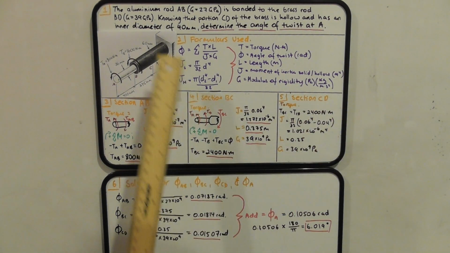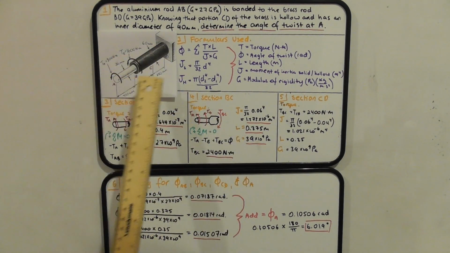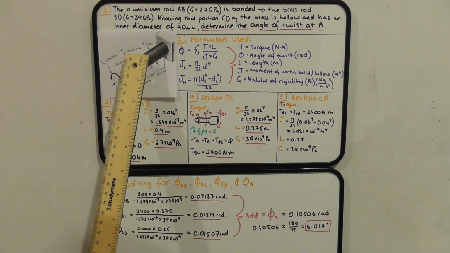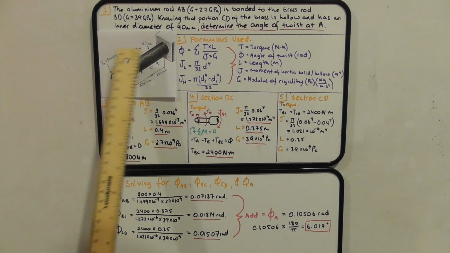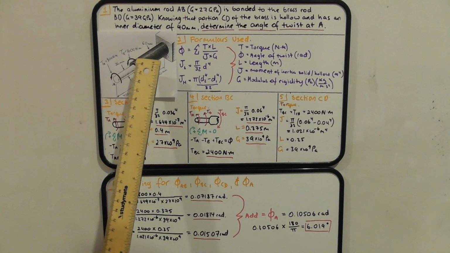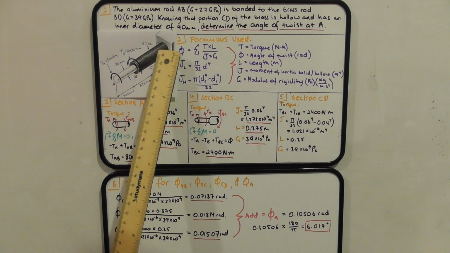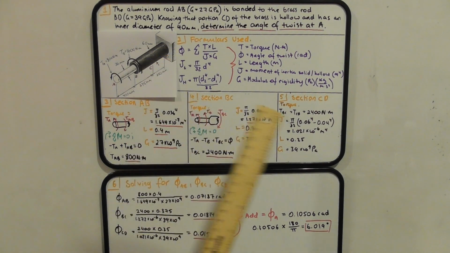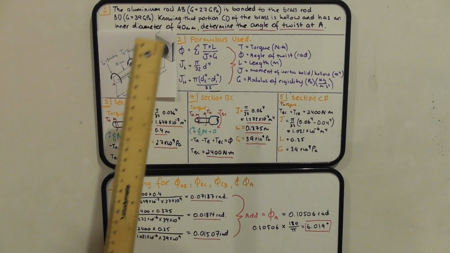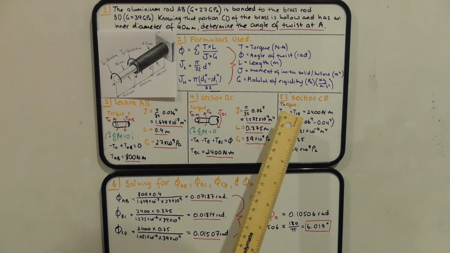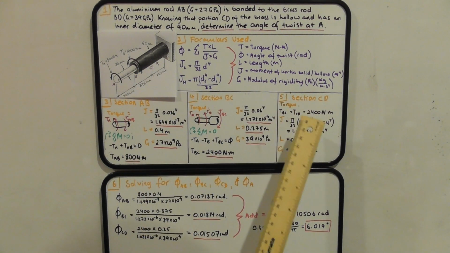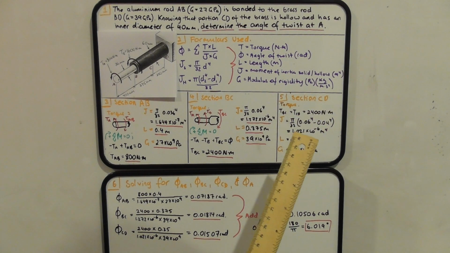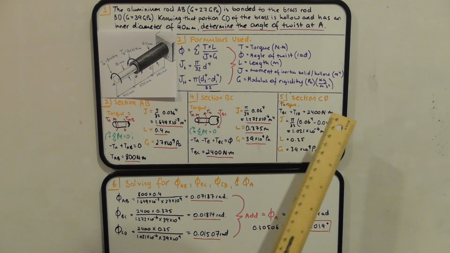Now section CD, as we can see in this image, there are no other external torques being applied here. So if we cut this beam just slightly here, there will be no new torques acting on it. Therefore, torque BC will equal torque CD, which will equal 2,400 Newton meters.